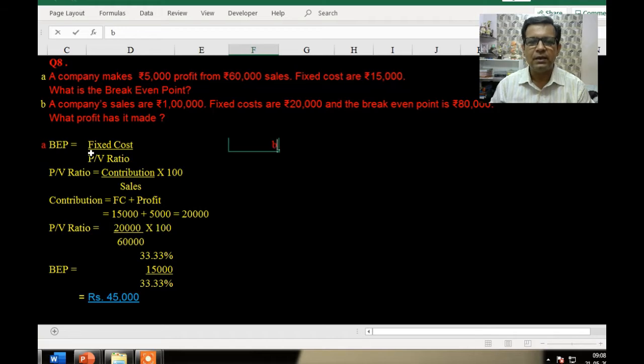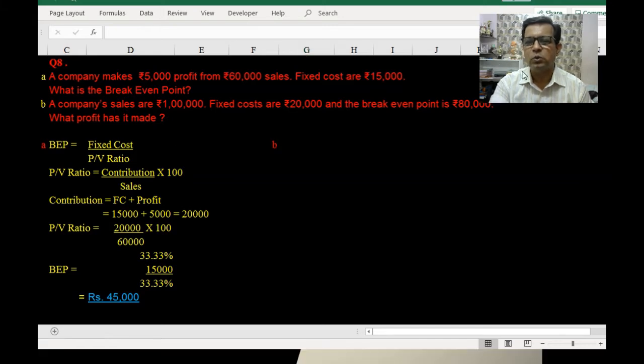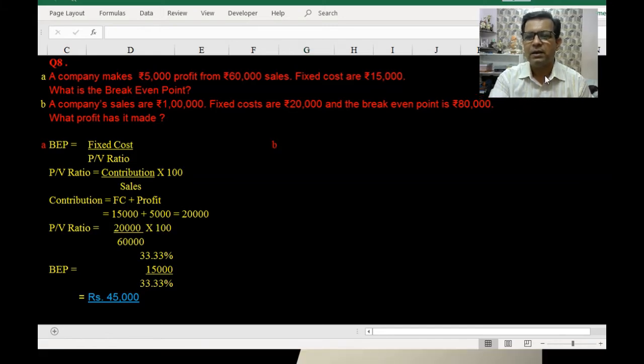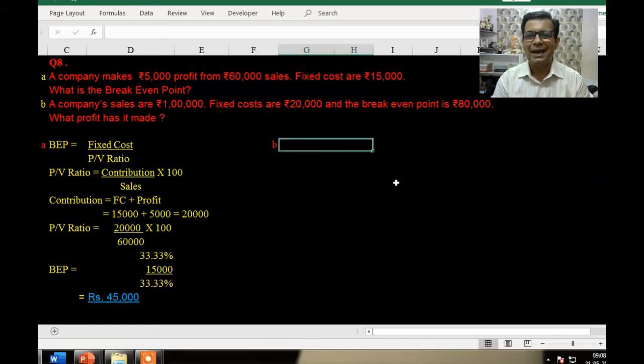Now let's look at the second part of this. What does this say? It says a company's sales are rupees 1 lakh, fixed costs are 20,000 and the break-even point is rupees 80,000. Now this is what you need to understand, that they are saying the break-even point is 80,000 rupees. What we need to do is find the profit it has made. Now in this case, because the break-even point is given, we do two calculations: at BE sales and then at actual sales.